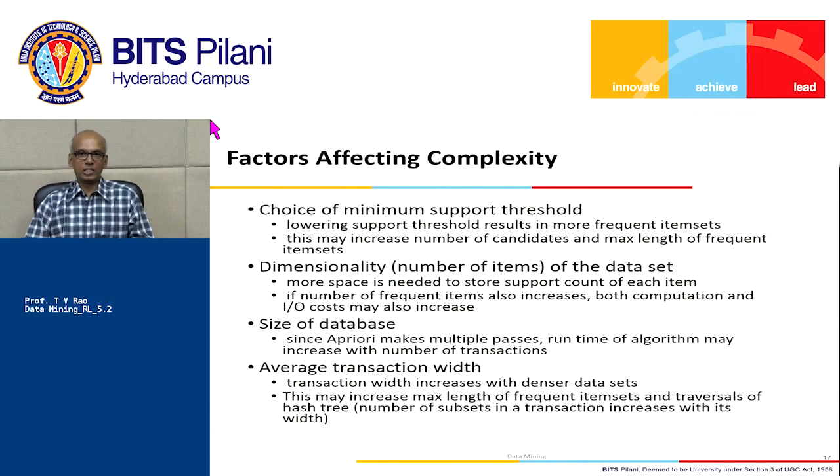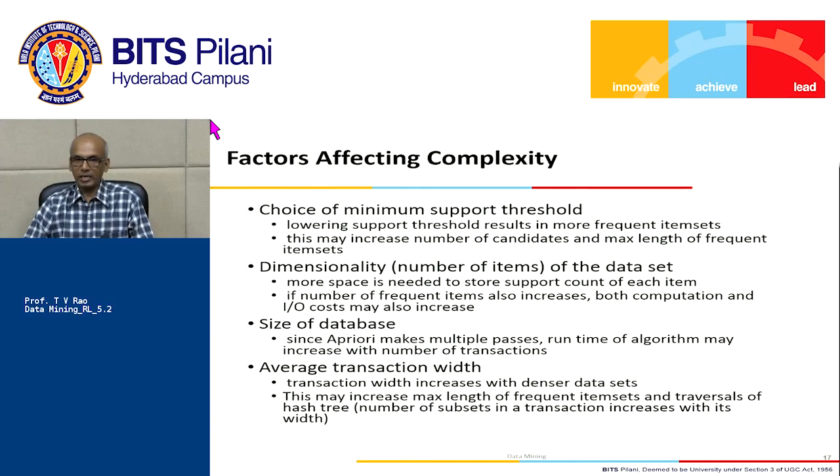Some of the factors which affect the complexity when we are finding these frequent item sets: the minimum support threshold. The moment we say the support is low, we are going to end up with many more frequent item sets, so we will have more candidates and more comparisons. And if there are more types of items, then there is a possibility that we need to generate more subsets. And also we need to provide space for storing the count for each one of these items. So the computation and IO cost can also increase.